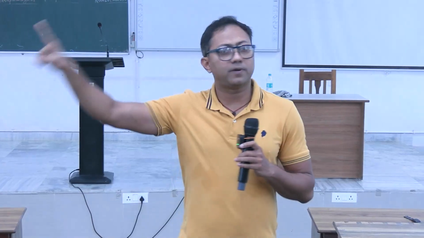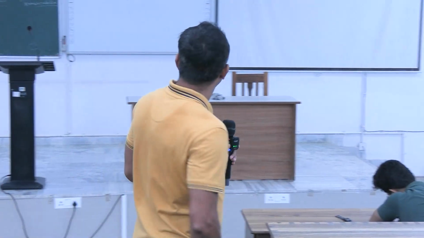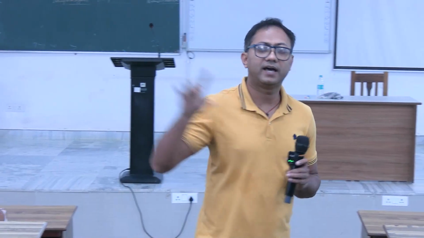So extraparenchymal is divided into number one bony, from bones, and number two is neuromuscular.